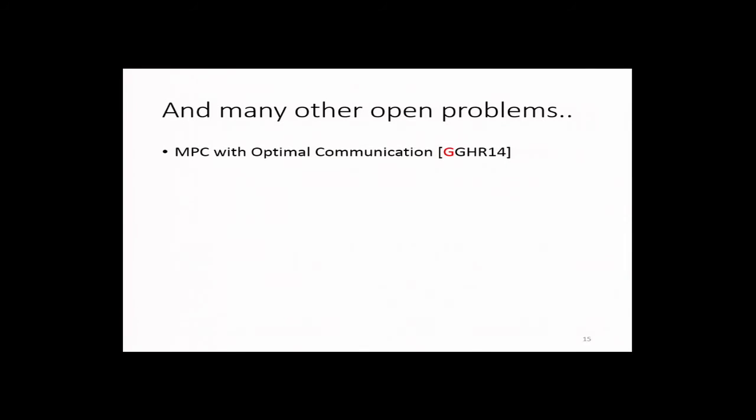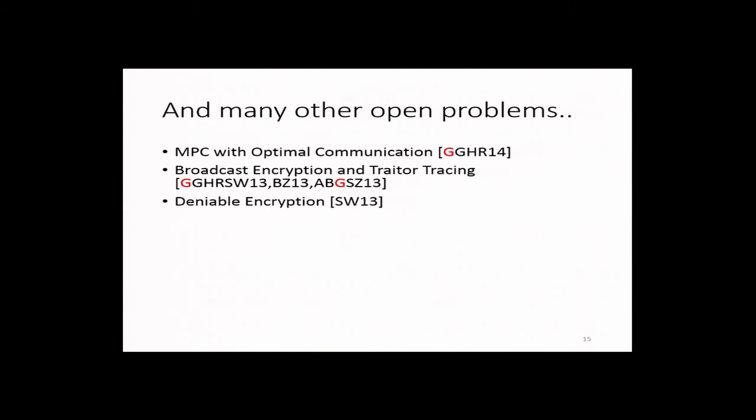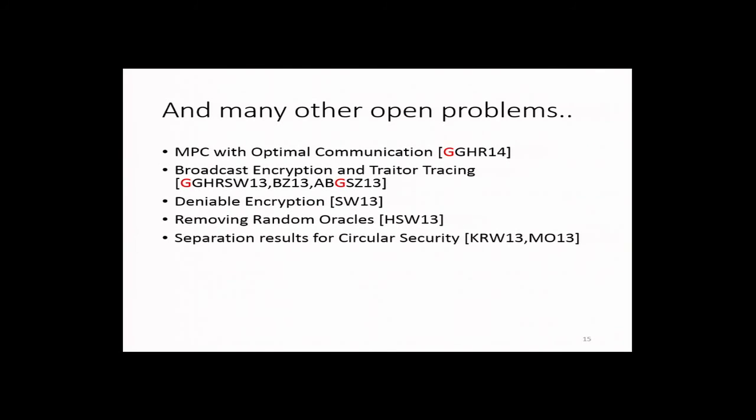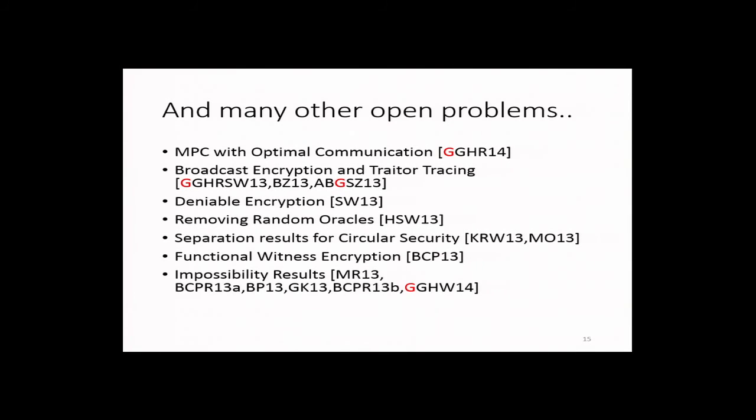So obfuscation has been useful in realizing multi-party computation with optimal communication, constructing new broadcast encryption and traitor tracing schemes, new deniable encryption schemes, removing random oracles from cryptographic constructions, new separation results for circular secure encryption schemes, functional witness encryption schemes, new impossibility results in cryptography, and new zero-knowledge protocols with fancier properties. Just to give you an idea, in the past year subsequent to our work, 50-plus papers have been published using the techniques that we've developed. OK, so hopefully I've convinced you that obfuscation is interesting and we should care enough about it.